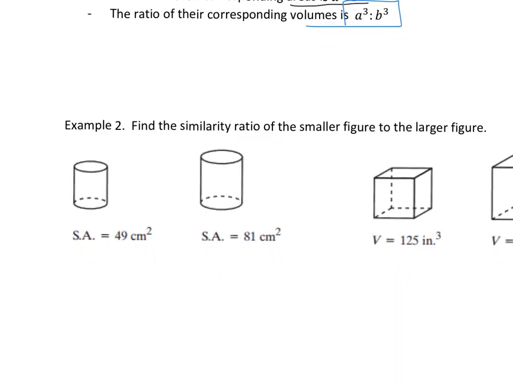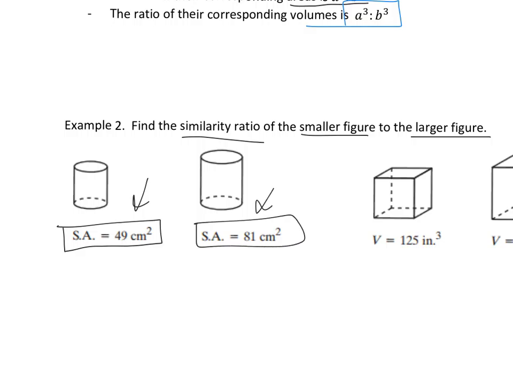So example 2 is, find the similarity ratio of the smaller figure to the larger figure. So this smaller figure has an area of 49, and this one has an area of 81. So this is small, this is the larger one. So I'm going to write 49 to 81, but this is area. So to get the similarity ratio, you need to take the square root. So it's 7 to 9, or 7/9.